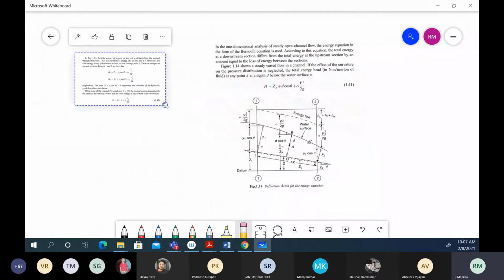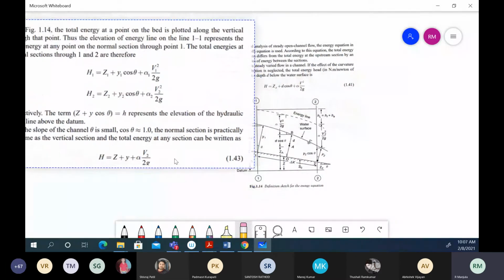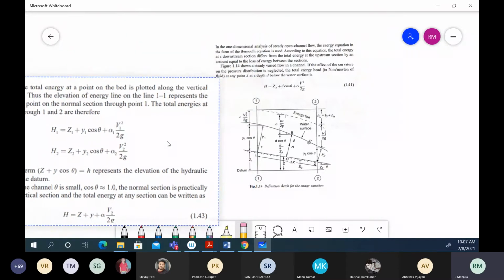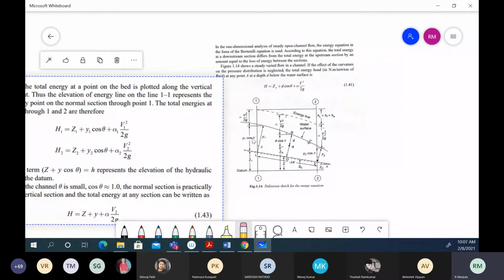So here you can see, h1 is equal to z1 plus y1 cos theta plus alpha 1 v1 square by 2g. Similarly, h2 at section 2 is z2 plus y2 cos theta plus alpha 2 v2 square by 2g.